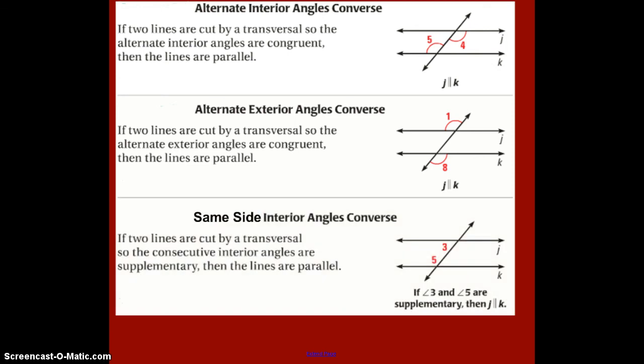The same side interior angles converse says the same thing. If two lines are cut by a transversal so that the consecutive interior angles are supplementary, also known as same side interior angles, then the lines are parallel. It also works with same side exterior angles. Same thing.